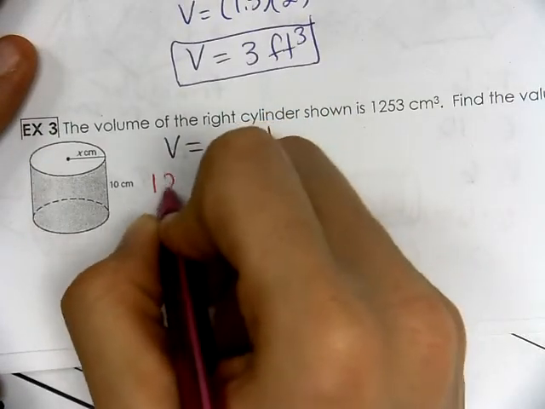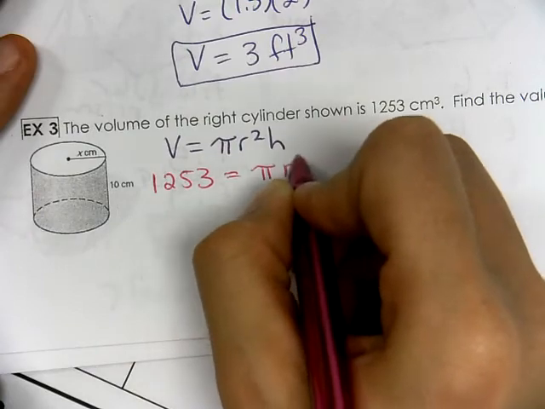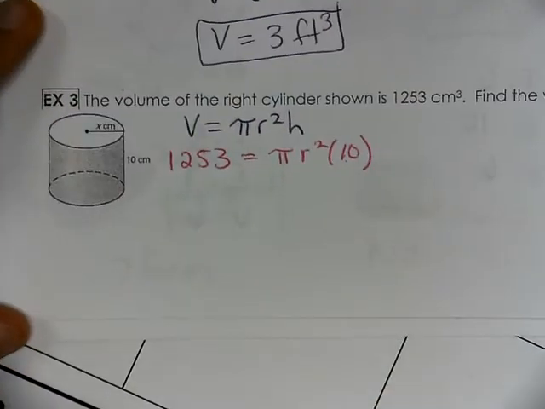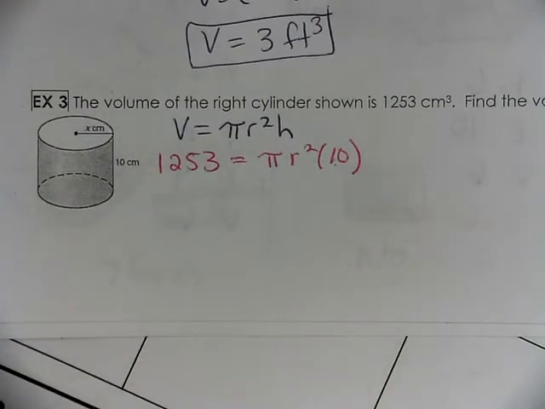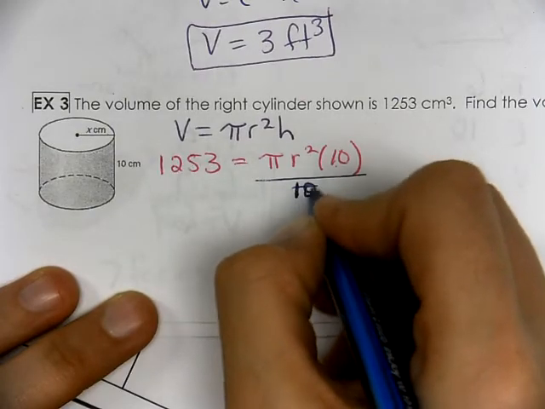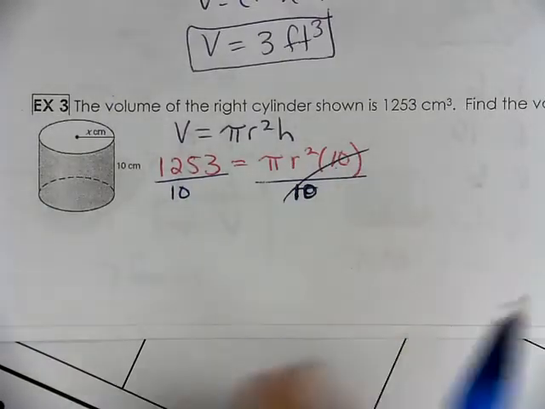So 1,253 equals pi r squared times 10, because the height is 10. How do you want to solve for r? What do you want to do first? Divide by 10? Oops. That's 10. Divide by 10.